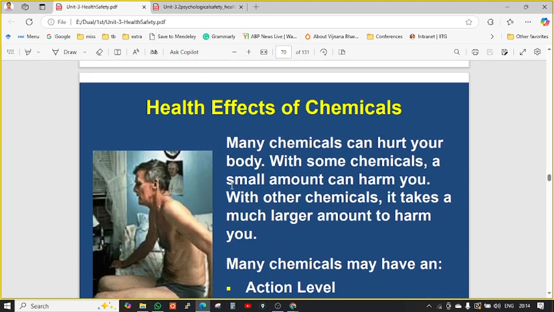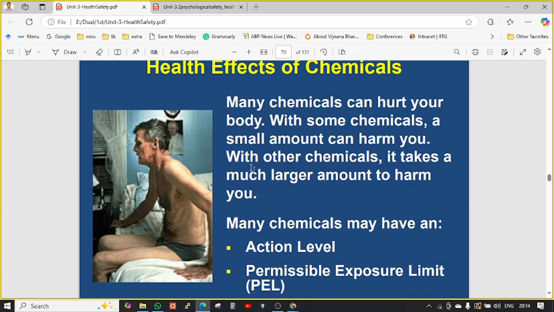Then the health effects of chemicals. If knowingly or unknowingly someone has some contact with a chemical, then what happens, all these things should also be part of the training to the employee. Many chemicals can hurt your body. Some chemicals harm very little, but some can harm you more. So depending on the severity of the hazardous chemicals, reactions may occur in your body.